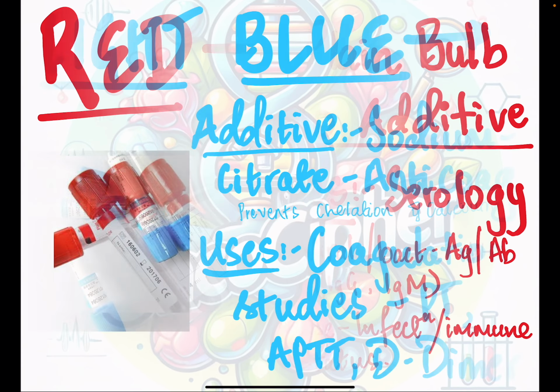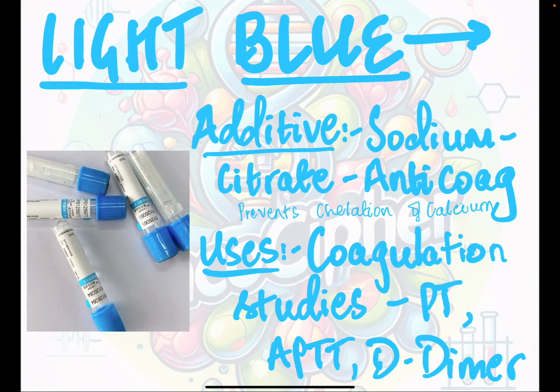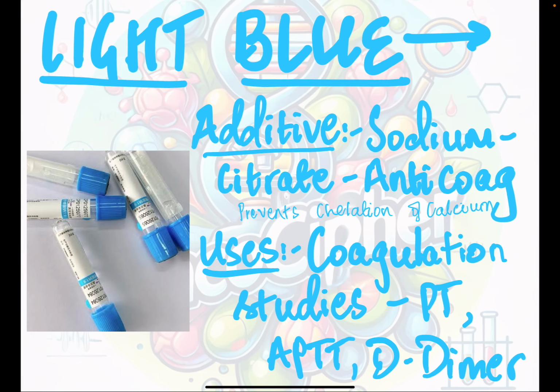The next one is a light blue colored bulb in which the additive is an anticoagulant, sodium citrate, which prevents the chelation of calcium. Hence, it prevents the blood from clotting. It is used in coagulation studies of PT, APTT, and D dimer.